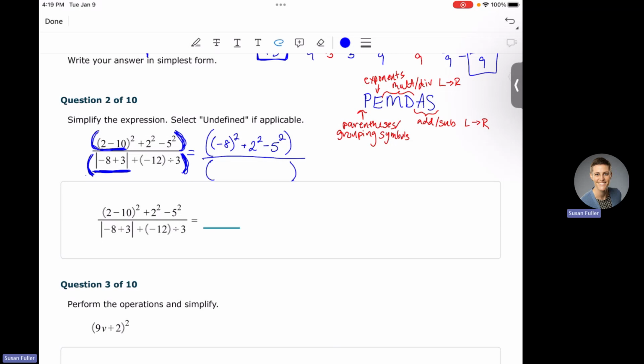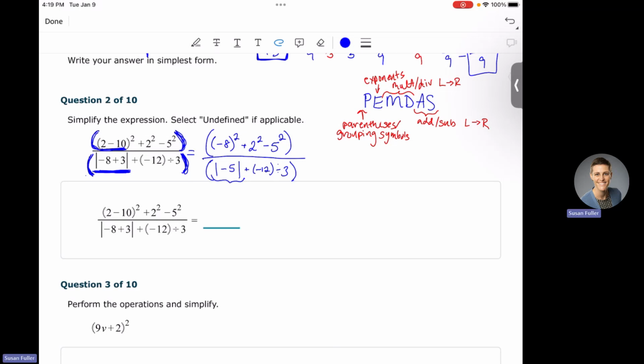So I'm going to simplify in there, and I'm going to get the absolute value of negative 8 plus 3. Negative 8 plus 3 is negative 5. And then we have plus a negative 12 divided by 3. Now, when you have an operation inside a function like this, since I have the absolute value here, if this had been a square root instead of an absolute value, once you simplify and get a number inside the function, I want you to evaluate that function immediately to turn it into a number. So what is the absolute value of negative 5?